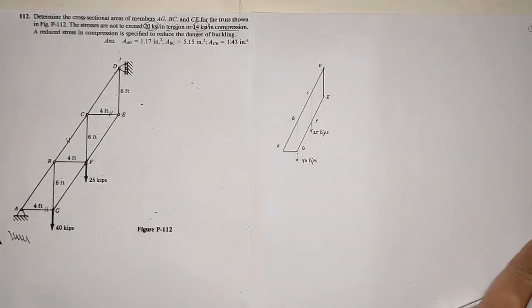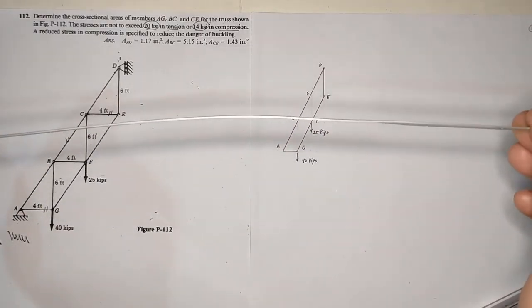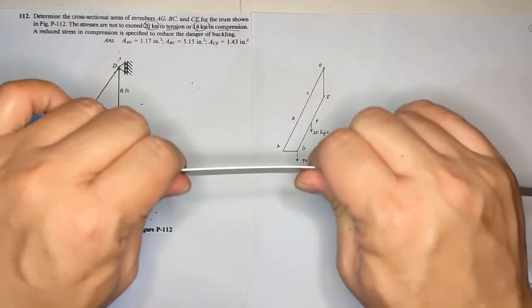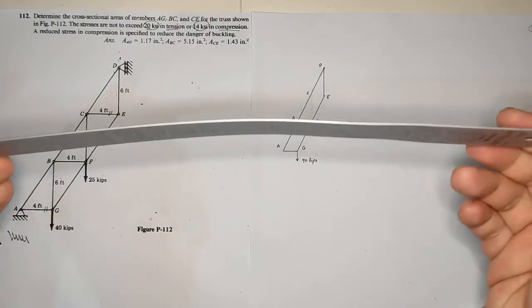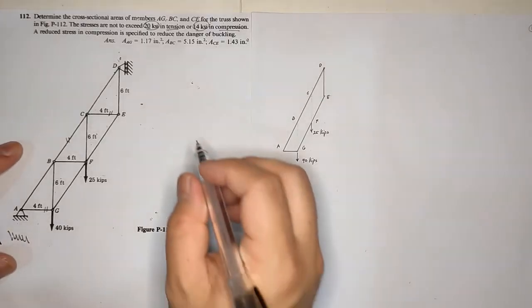Buckling means you have a slender member, like this is slender. If you put compression, it bends like this. So that is buckling. But if you put tension, there's actually no buckling, only for compression. So it has a lower maximum stress.